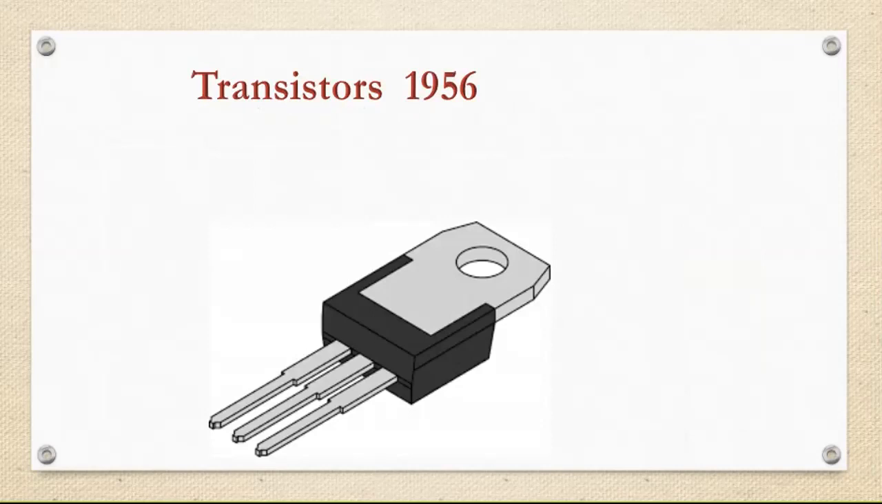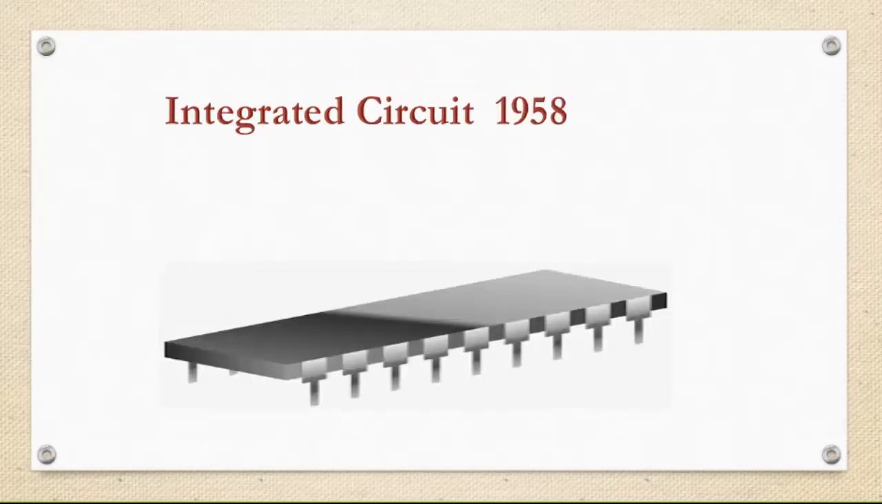Then, in 1956, transistors were invented. The invention of transistors made computers smaller and faster. The integrated circuit was invented in 1958. It was first used by the United States Air Force in 1961 to create computers using silicon chip. So that was a brief information about the history of the computer.